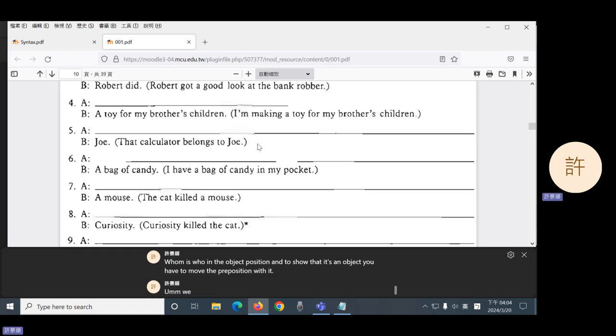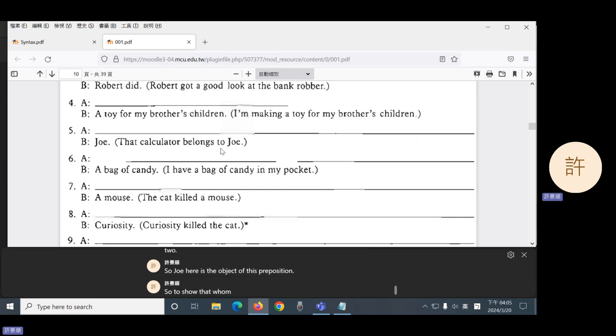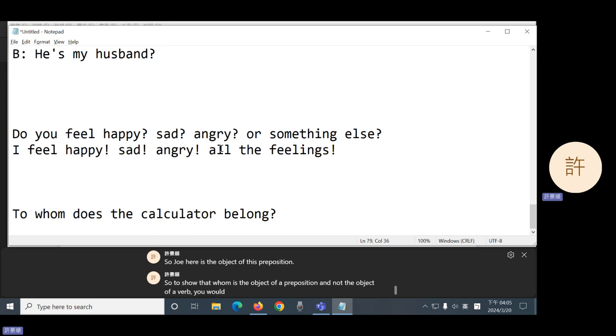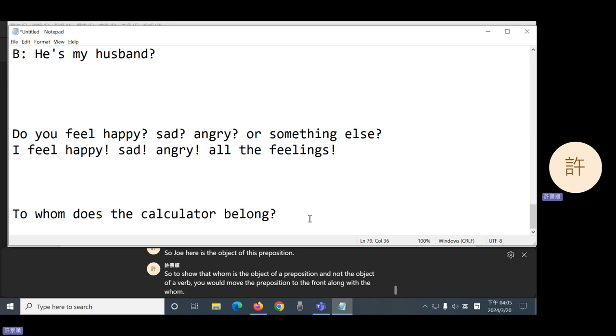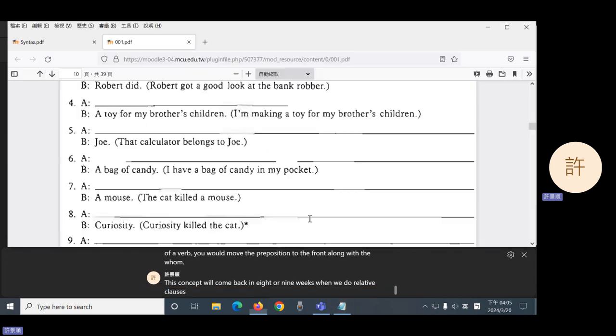We usually talk about an object as the thing after the verb. But an object can also be the thing after the preposition, especially after to. So Joe here is the object of this preposition. So to show that whom is the object of a preposition and not the object of a verb, you would move the preposition to the front along with the whom. This concept will come back in 8 or 9 weeks when we do relative clauses, 关系代名词.